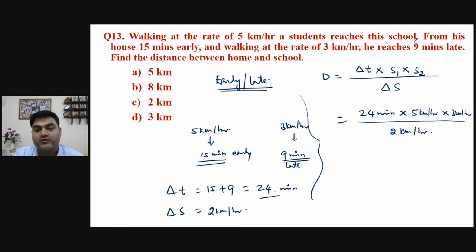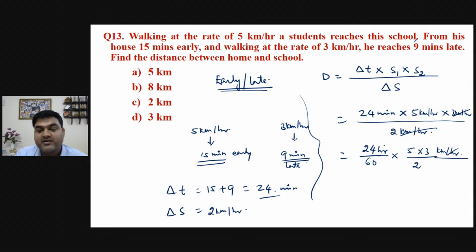Now kilometer per hour gets cancelled. Now this 24 minutes, and this is kilometer per hour, so shall we write this 24 minutes as 24 divided by 60 hour, into 5 into 3, divided by 2, wherein this has got 1 kilometer per hour. Got it? Per hour and hour get cancelled. So this is 12 times, 12 into 2, 2 times 2 get cancelled. So 3 kilometer is the answer.